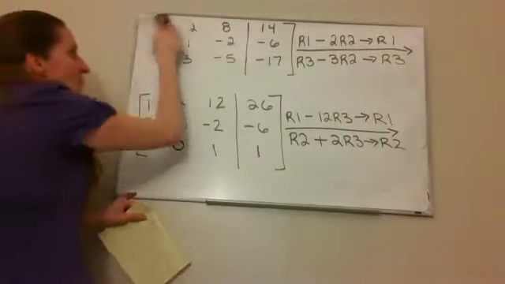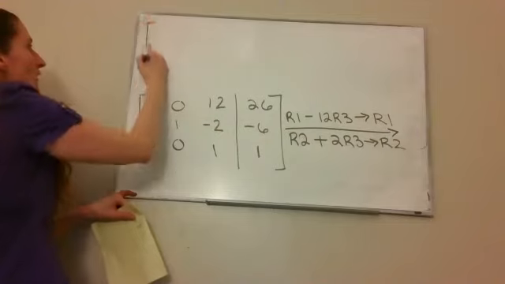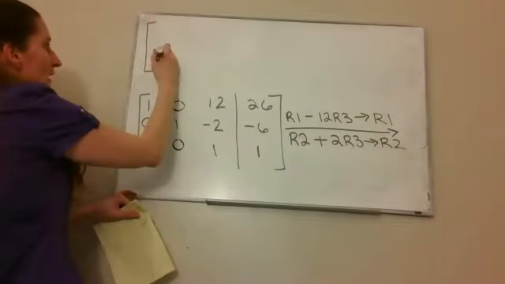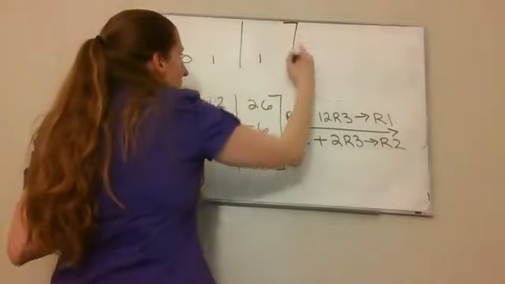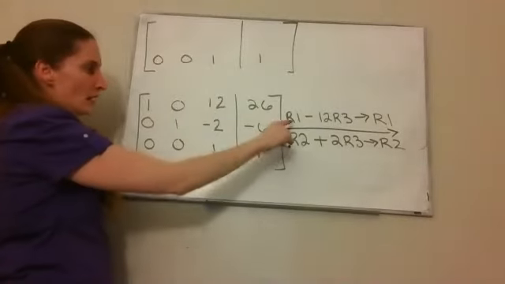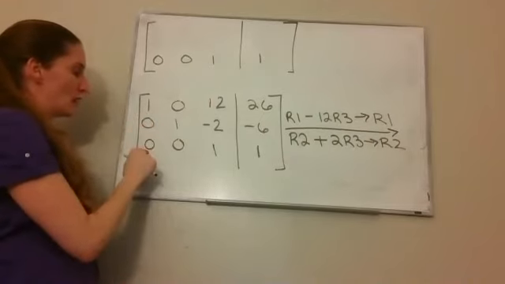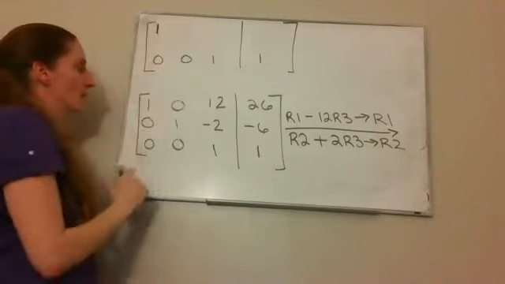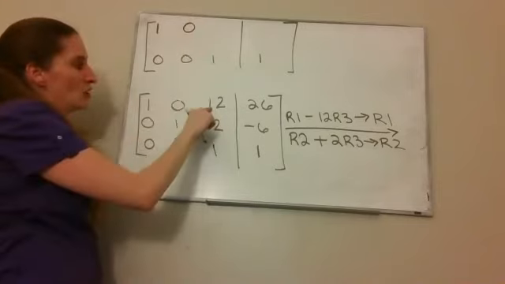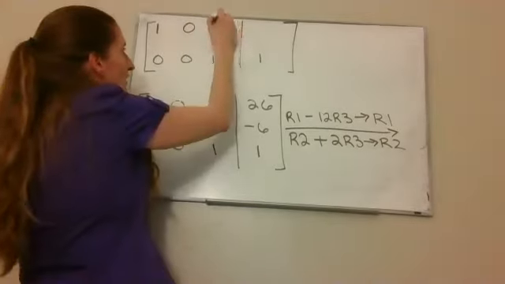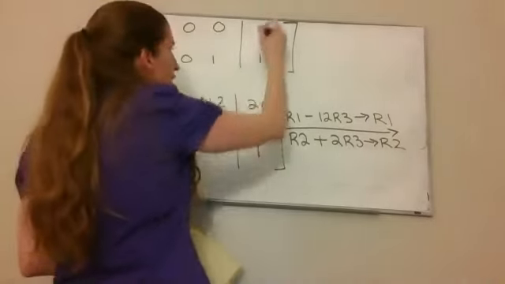So now let's see what we get when we perform those 2 row operations. The only row that's not changing this time is row 3. So I'm going to go ahead and fill that row in. Now my row 1 is row 1 minus 12 row 3. 1 minus 12 times 0 is 1. 0 minus 12 times 0 is 0. 12 minus 12 times 1 is 0. And 26 minus 12 times 1 is 14.